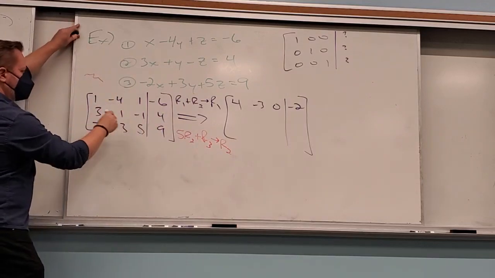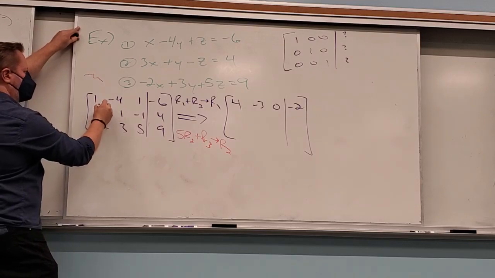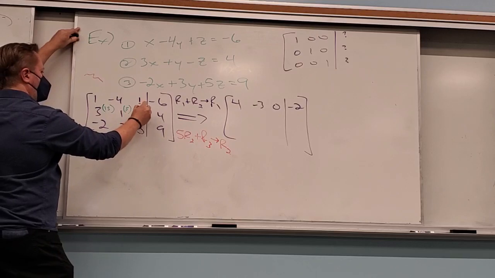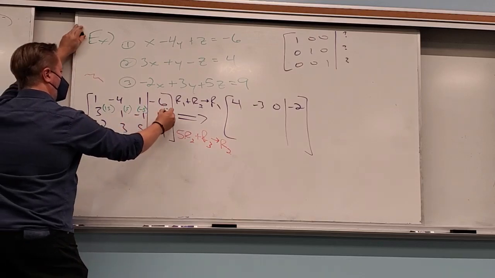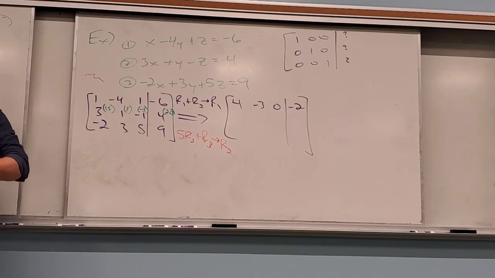So right next to this, five times row two. So what's five times three? 15. 5 times 1 is 5. 5 times negative 1 is negative 5. 5 times 4 is 20. I just do that so I don't have to rewrite the whole matrix over and over.